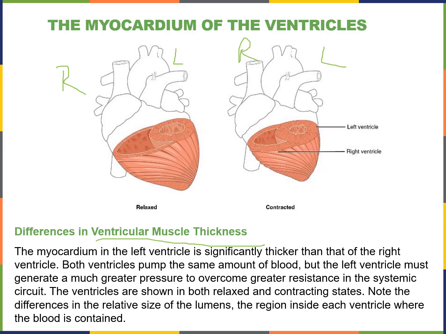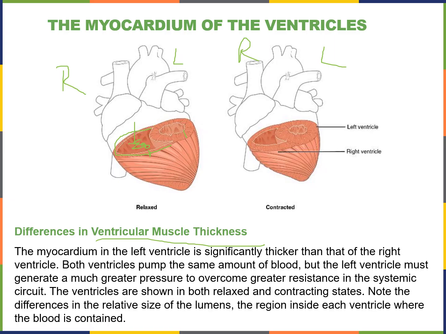So this represents the sort of cavity, the space that will accommodate blood, and only the ventricles are shown here in color. So this is showing the thickness of the wall of the left ventricle compared to the right ventricle. And when the heart is relaxed, these ventricles are filling with blood.